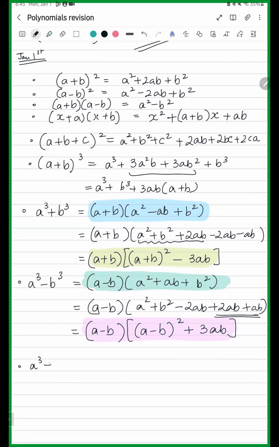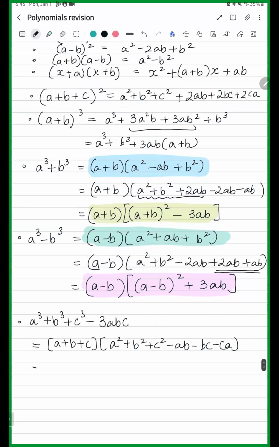a cube plus b cube plus c cube minus 3abc is equal to a plus b plus c, and this derivation we have done already. If you want, you can check it in your notes. Multiplied by a square plus b square plus c square minus ab minus bc minus ca.